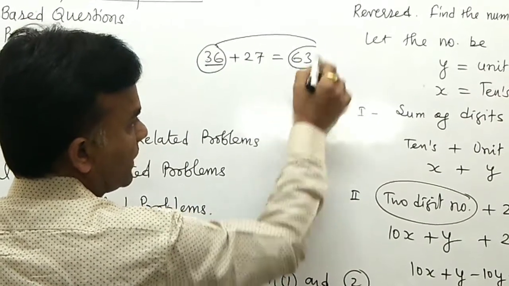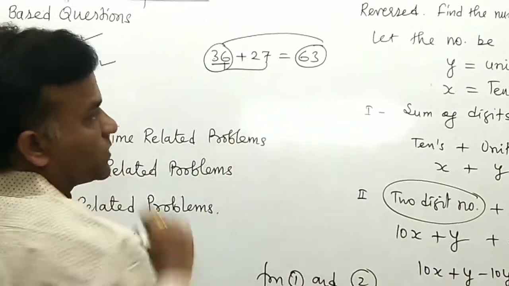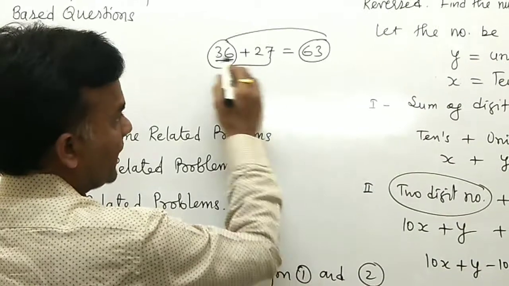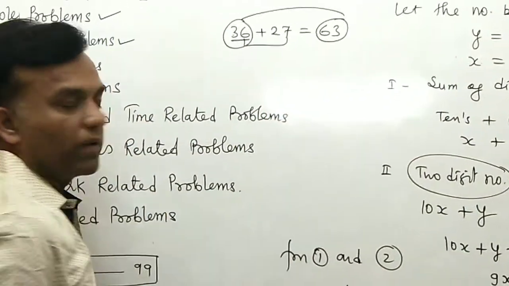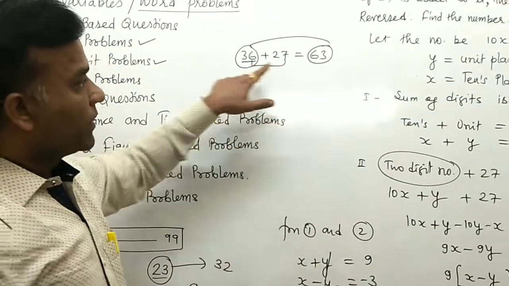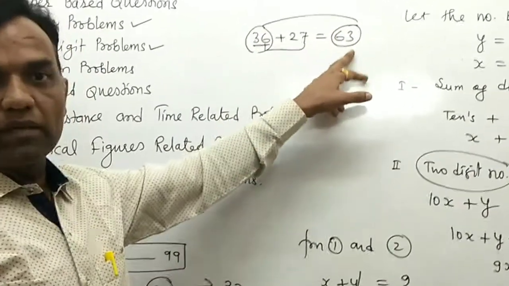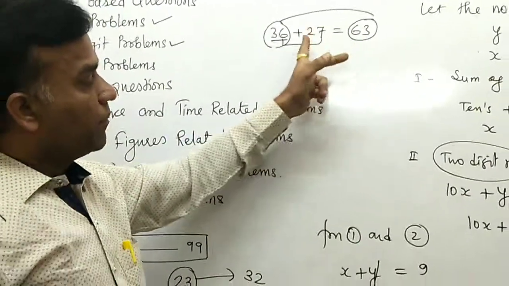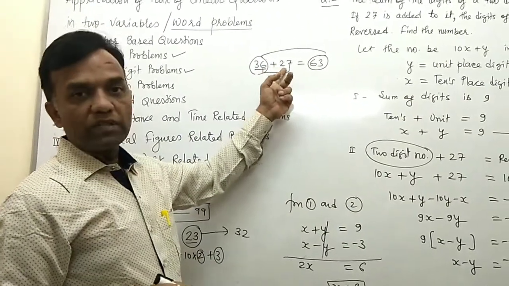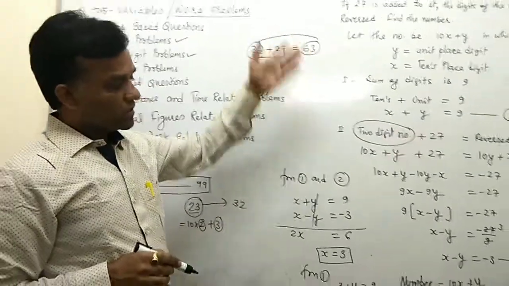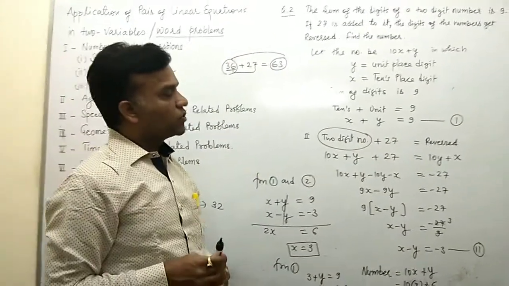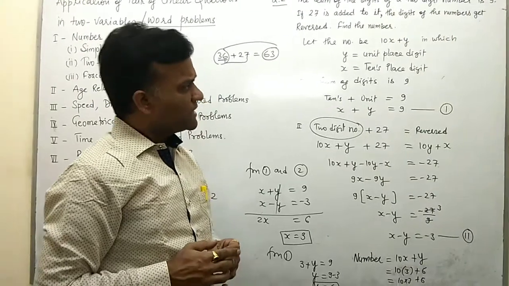Okay, so that is okay, because you add here 6 plus 7 is 13, write 3 here, and now 3 plus 2 is 5, and 5 and carry 1 is 6. So that is okay, because 36 you reverse and it makes 63, and after adding 27 you got 63. Okay, so this is the solving of these questions, and now that's very easy.